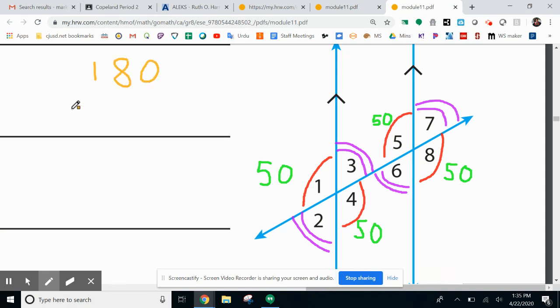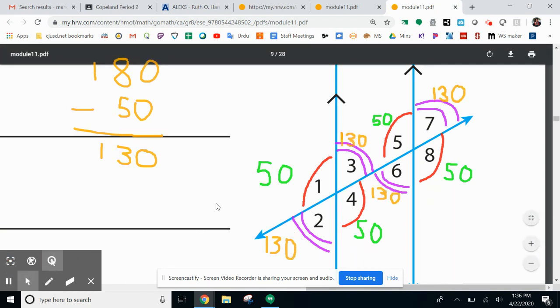180 minus 50. And if I figure this out, some of you might have already done it in your head, and you might already be yelling at the computer screen, Mr. Copeland, it's 130. Well, I double checked it, and it's 130. Because now, if I add 130 plus 50, it gets me right back to 180. So now all these purple angles, no matter which one or which position, they're all going to be congruent to 130. Now I have 130 at all these purple angles.